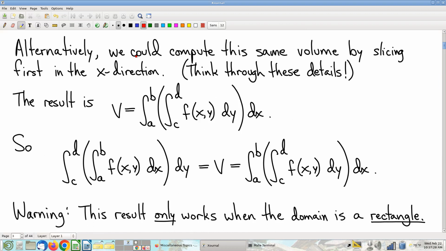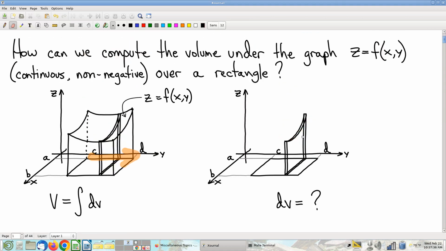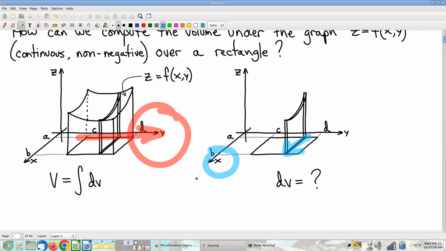Okay, now to your question. Yes, you can do this in the other order. I arbitrarily, for no particular reason, started off by slicing in the y direction, and then subsequently found myself having to also slice in the x direction. So that's why we have y on the outside and x on the inside. So what if you sliced it, instead of slicing like this, what if you sliced like that? You still get slices, you still get little pieces of volume, etc.